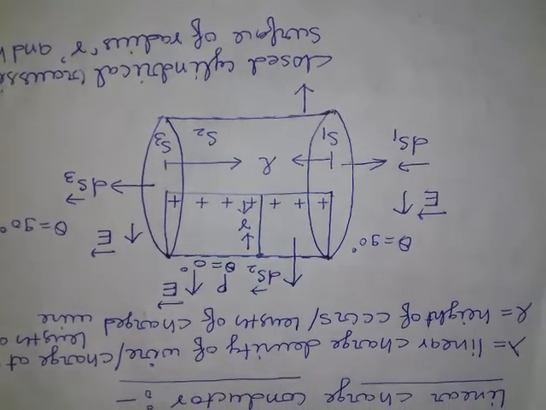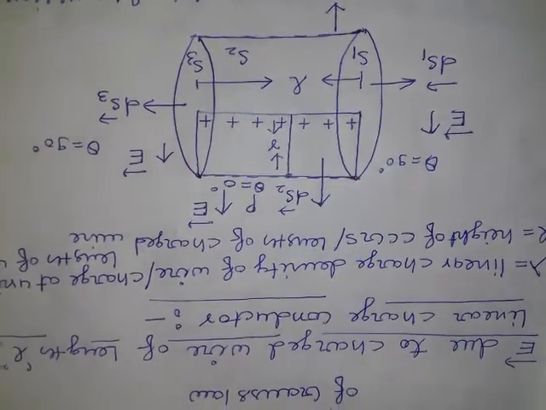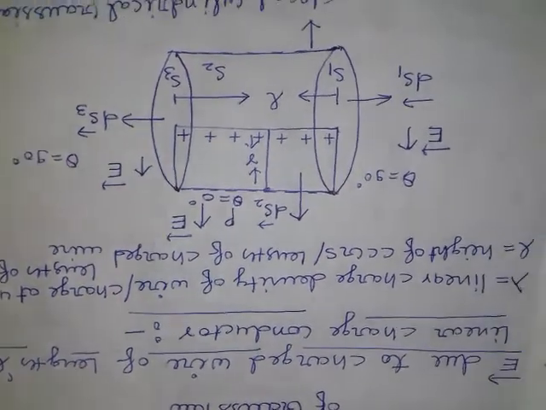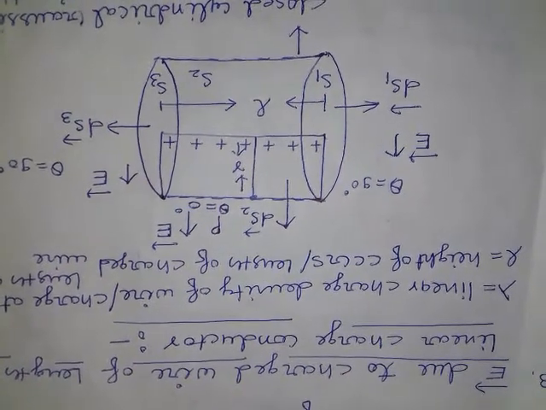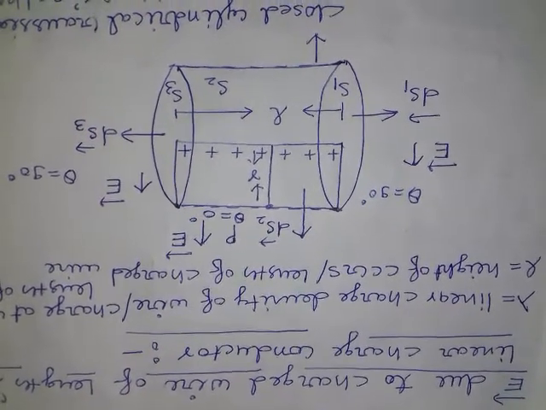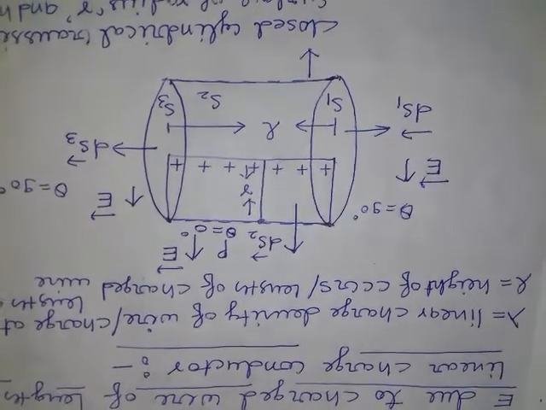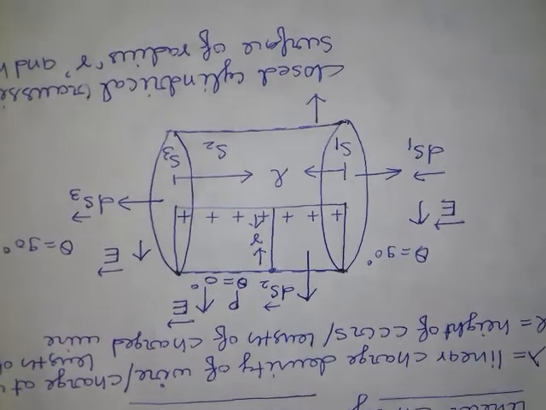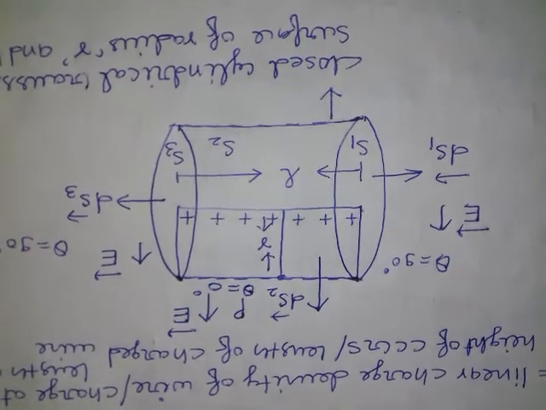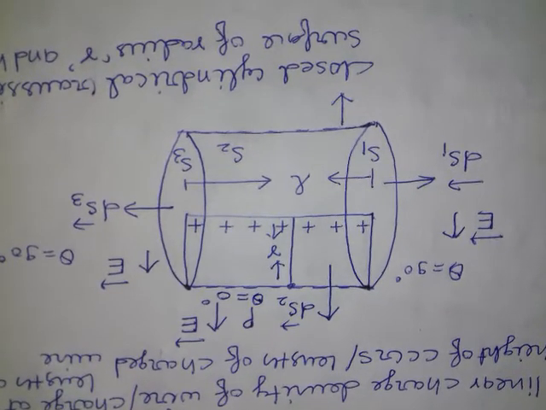Here lambda is the linear charge density of the wire. It is the amount of charge per unit length of the wire. If you multiply this lambda with the length of the wire, you will have the total charge spread over the wire. Lambda L is the total amount of charge on the wire. You can see there is a point P at a separation small r where you have to calculate the electric field intensity with the help of Gauss theorem.